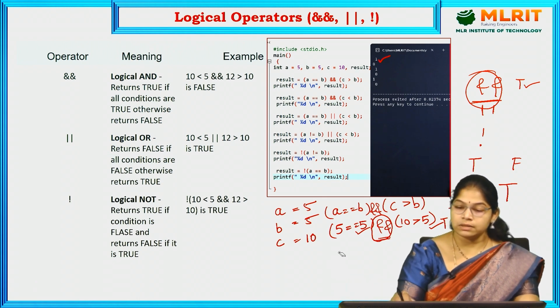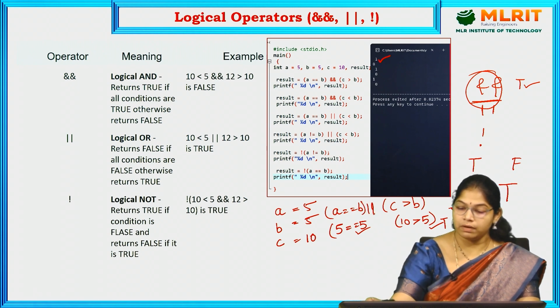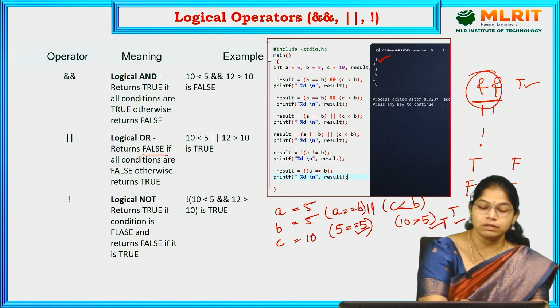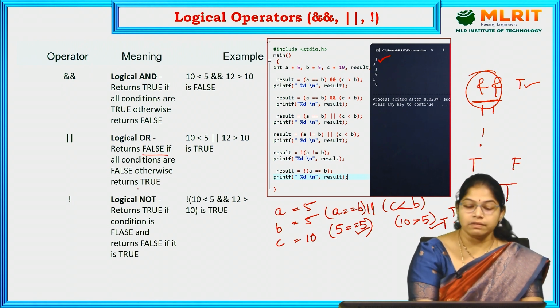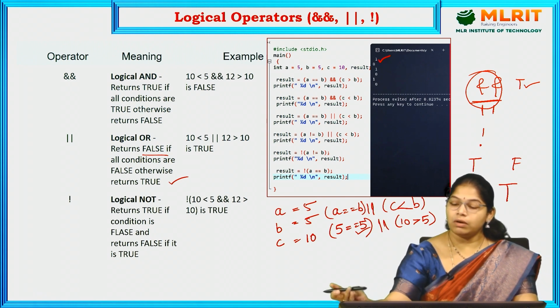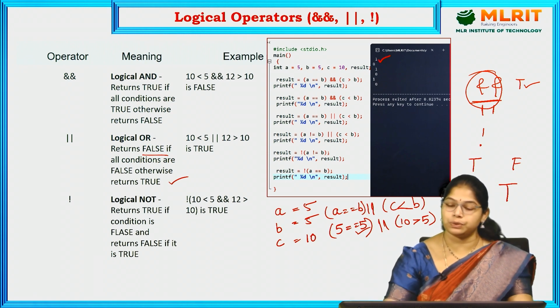Then next one is A equal to B, or C less than B. We are using an OR operator. OR returns false if all the conditions are false, otherwise it returns true. Logical OR returns the value false if all the conditions are false. If any one condition is true, then the result of that logical OR operator is true.